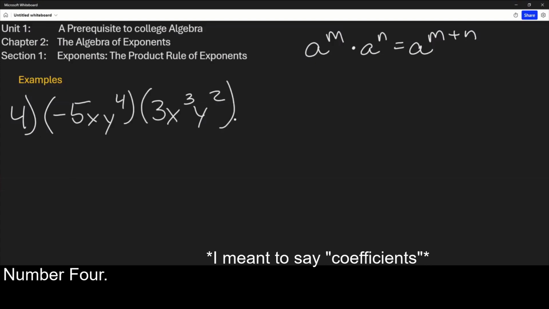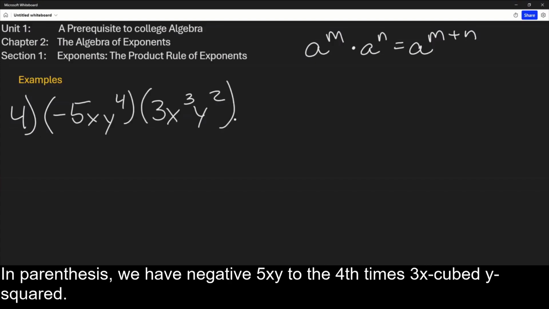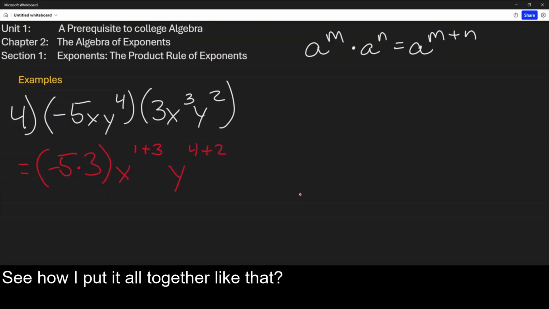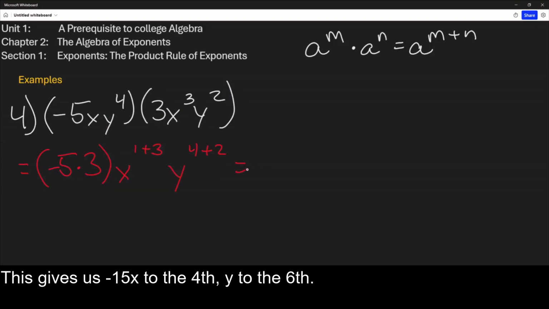Number 4. In parentheses, we have negative 5 x y to the 4th times 3 x cubed y squared. We have negative 5 times 3 times x to the 1 plus 3 times y to the 4 plus 2. See how I put it all together like that? This gives us negative 15 x to the 4th y to the 6th.